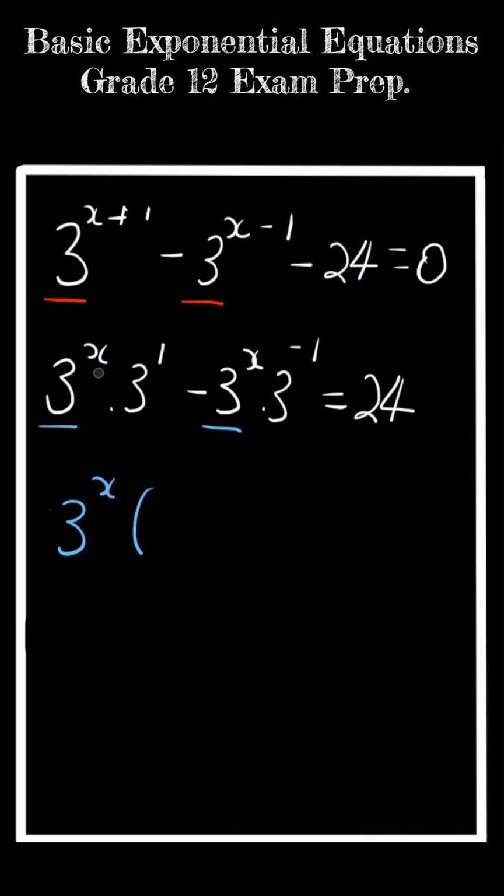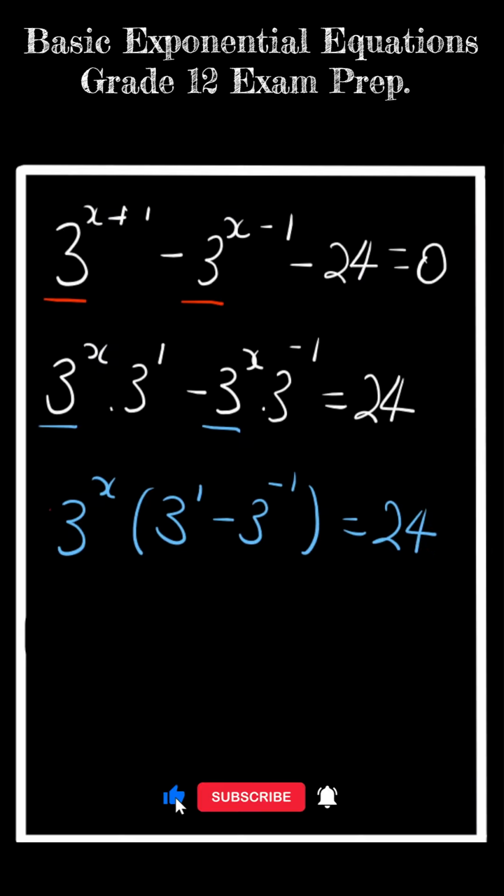If we remove 3 to the power of x there, we're left with 3 to the power of 1 minus, if we remove 3 to the power of x there, we're left with 3 to the power of negative 1, which is equal to 24. Still maintain our 24, and then we can just simplify what's in the bracket there. Let's write our 3 to the power of x.